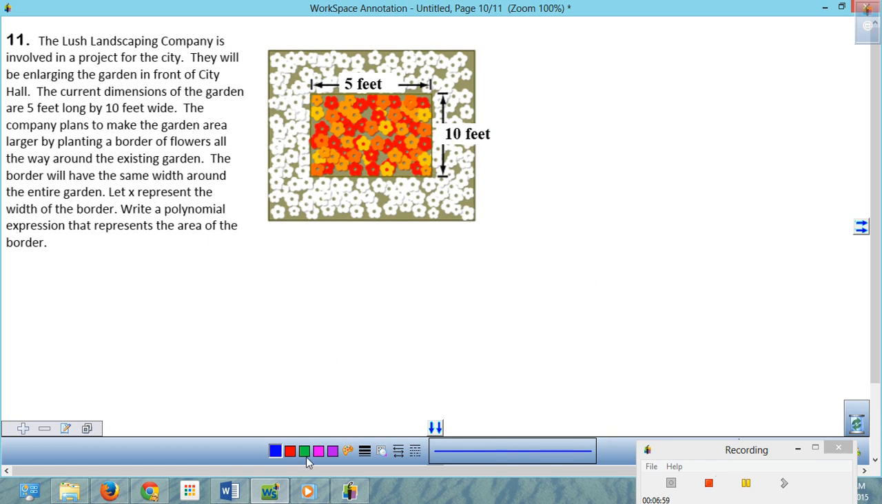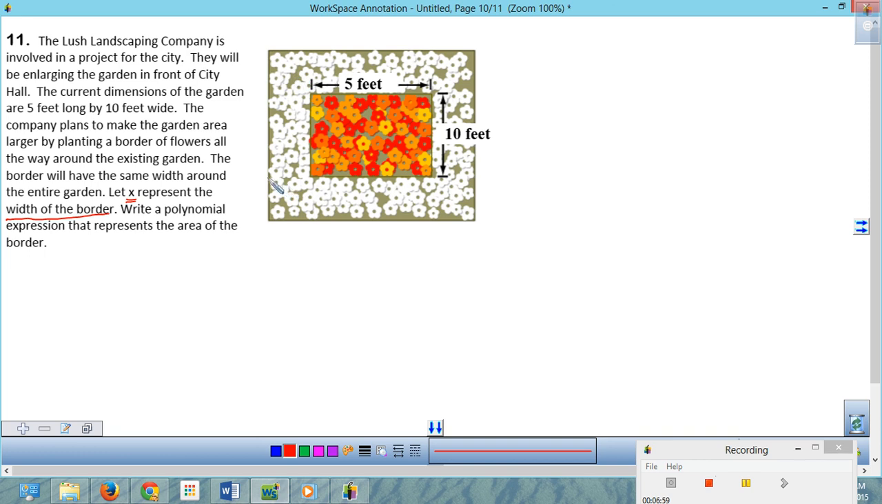Number 11 is the infamous garden problem. Okay? You read a whole lot of stuff in here, and it doesn't really tell you a whole lot until it says that the border will have the same width around the entire garden, and that we need to let x represent, which means x equals, or x is, the width of the border. Okay? So when you look at this, you look for the border. The border is the flowers that are white all the way around.